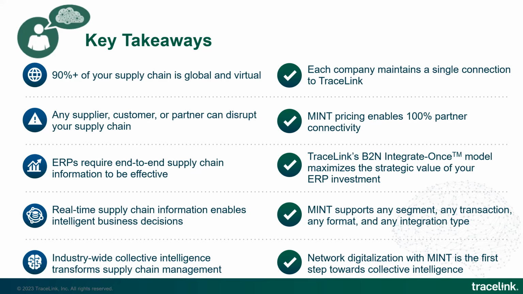And then finally, getting all this information is digitizing your network. It's kind of that first step towards collective intelligence. So really understanding what's going on across your supply chain, right? You really need to get this data into it. And that's really what Mint is all about, taking all this supply chain data and getting it into your ERP system so that you can make better decisions.